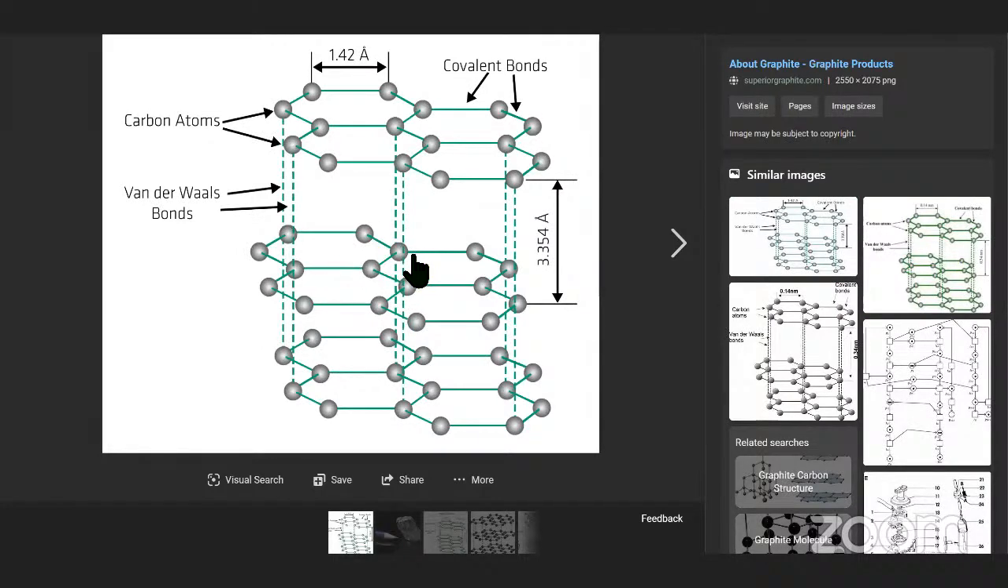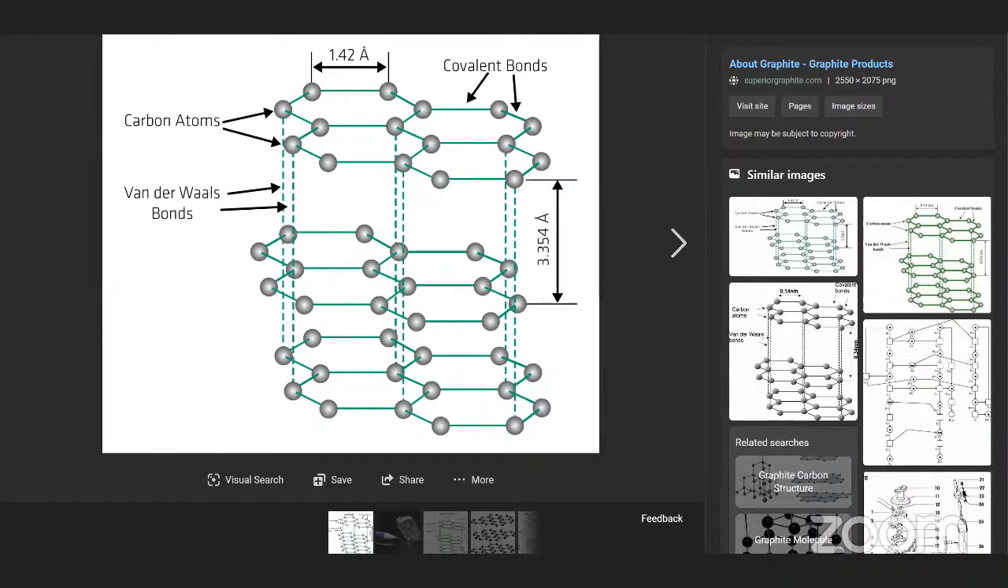Each carbon atom, these balls over here, each one of them is bonded to 3 other carbon atoms. Carbon has 4 electrons in its outer shell, so the 4th electron is just roaming around the whole structure. It's conducting electricity. It's a sheet-like structure, and the sheets have weak van der Waals forces between them, which is why it's a very slippery structure. The sheets can slide off one another.